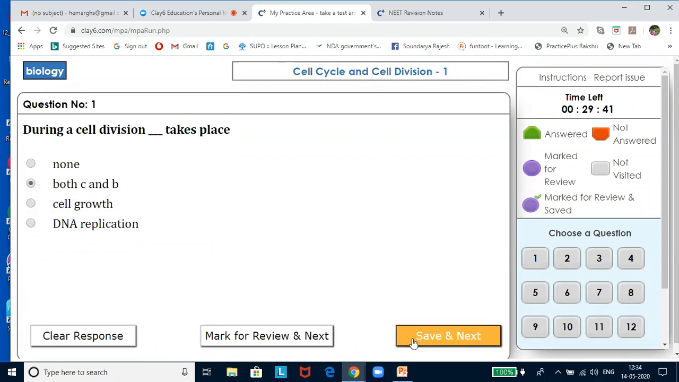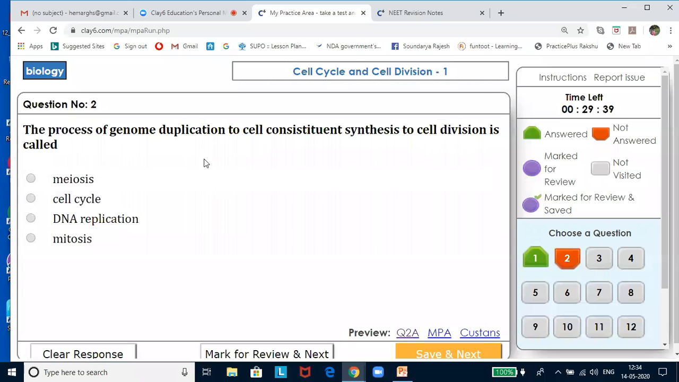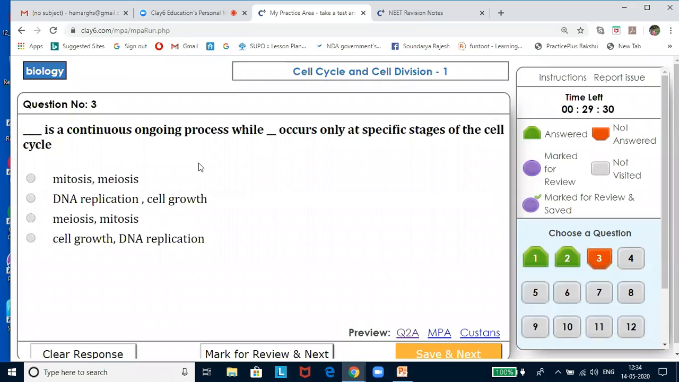Let us click that. The process of genome duplication to cell constituent synthesis to cell division is called cell cycle. Dash is a continuous ongoing process. Mitosis is a continuous ongoing process, while meiosis occurs only at the specific stage of the cell cycle, because mitosis occurs on the somatic cells. It helps in regeneration of the cells, repairing and replacing of the cells. So it's an ongoing process.